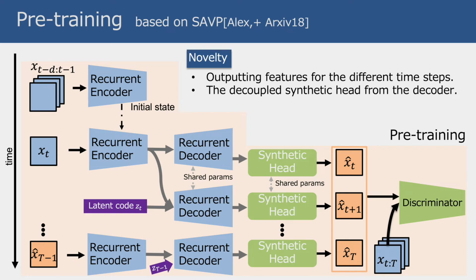For pre-training, first, the encoder is initialized using the past frames. Then, using the current frame as input, it reconstructs the current frame like an autoencoder. It then takes the latent variables and updates the decoder time step to generate next frame images. This process is repeated for T frames to generate the future frames. Finally, the generated frames are optimized by GAN.